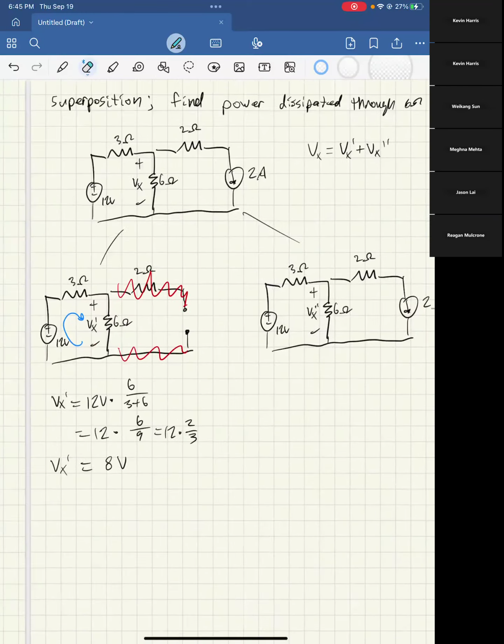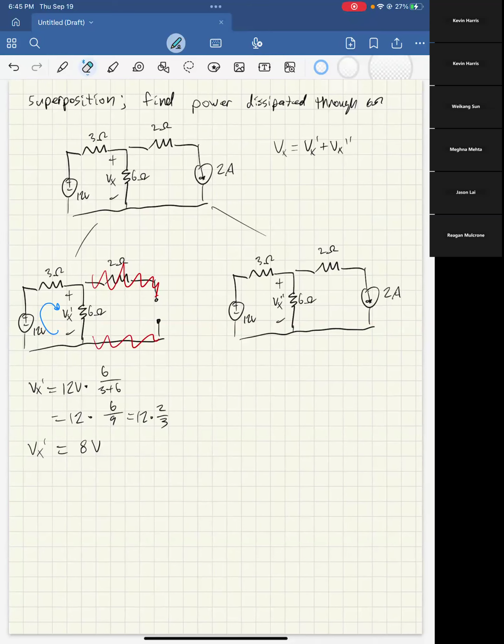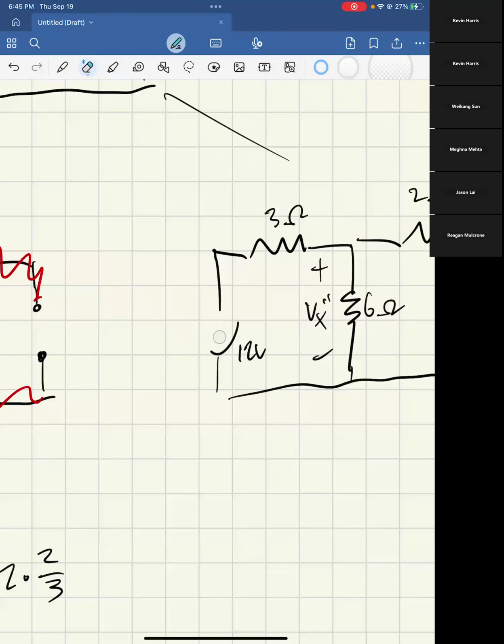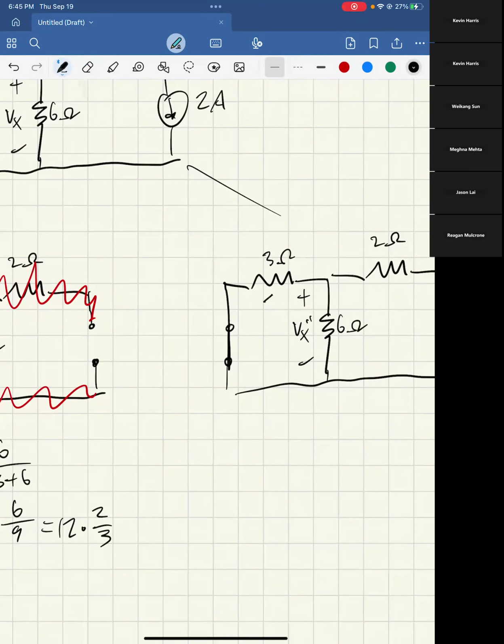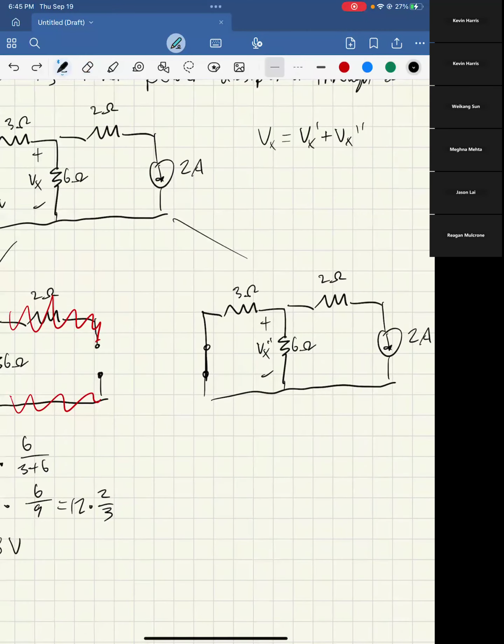So here, instead of neutralizing the current source, we are going to neutralize the voltage source. And remember, when you're neutralizing a voltage source, you short it. So that means this has the same voltage on either side. So what that means is that this 3 ohm and this 6 ohm are now in parallel with each other, because this 3 ohm could be redrawn as being down here, and the connections would all stay the same.